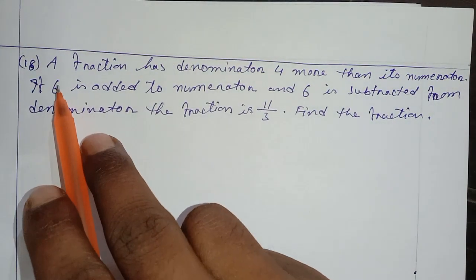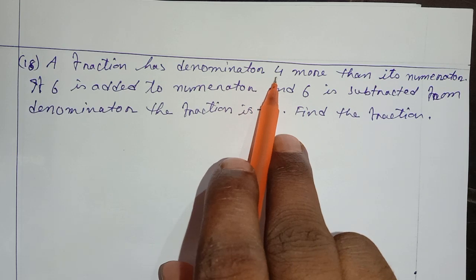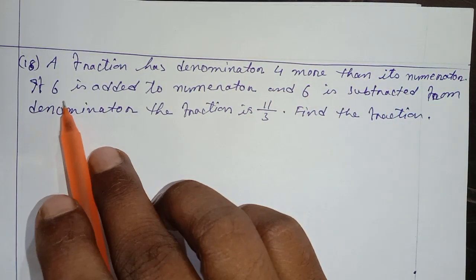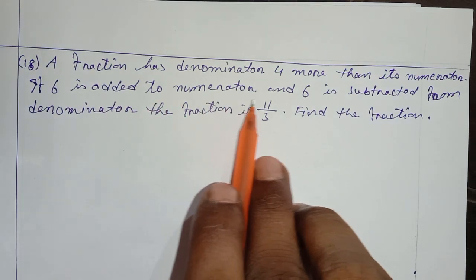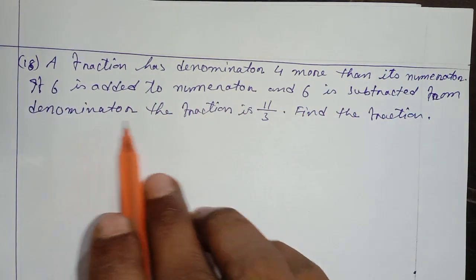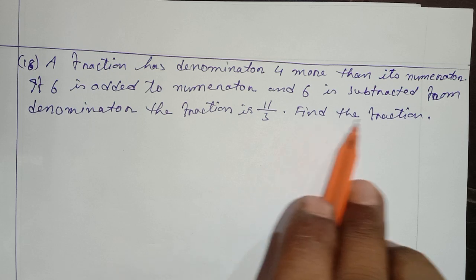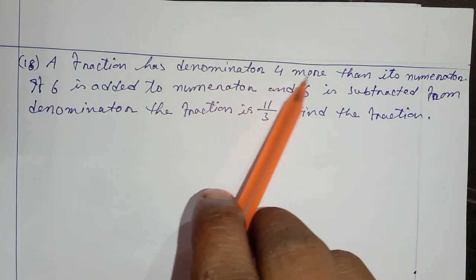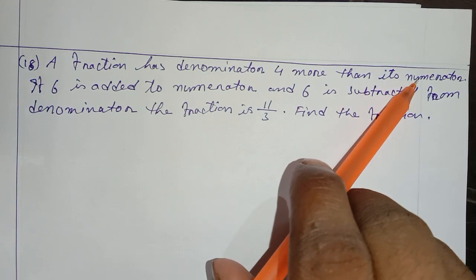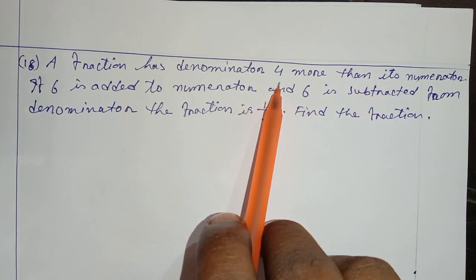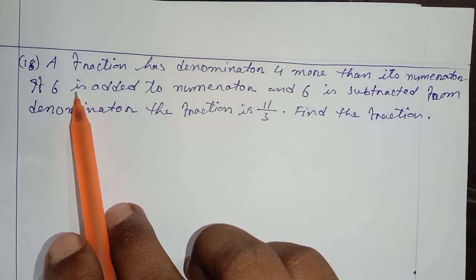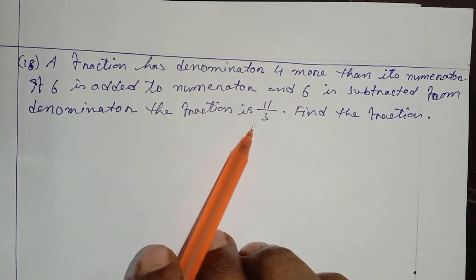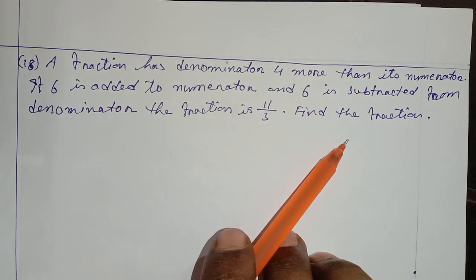Next, question 18. A fraction has denominator 4 more than its numerator. If 6 is added to the numerator and 6 is subtracted from the denominator, the fraction is 11 by 3. Find the fraction. Here it is told that a fraction has denominator 4 more than its numerator. Whatever the numerator, 4 will be added in the denominator. And the second condition: if 6 is added to the numerator and 6 is subtracted from the denominator, the fraction is 11 by 3. Find the fraction.